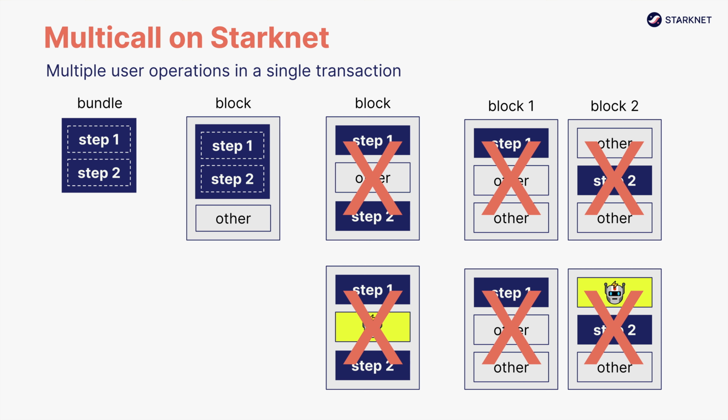So because of Multicall, you have the guarantee that the transactions are executed in the sequence you defined in the same block, with only a single transaction being signed. This reduces the overall cost of transactions and improves the user experience and usability.